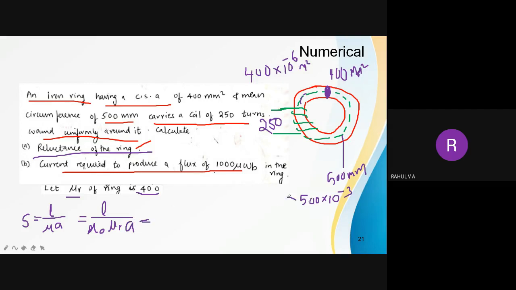The length is given, so 500 into 10 raised to minus 3. Mu 0 is nothing but 4 pi into 10 raised to minus 7. Mu r is 400, that is given in the question, and the area is 400 into 10 raised to minus 6. So now tell me what the reluctance value is. You can calculate and tell me.